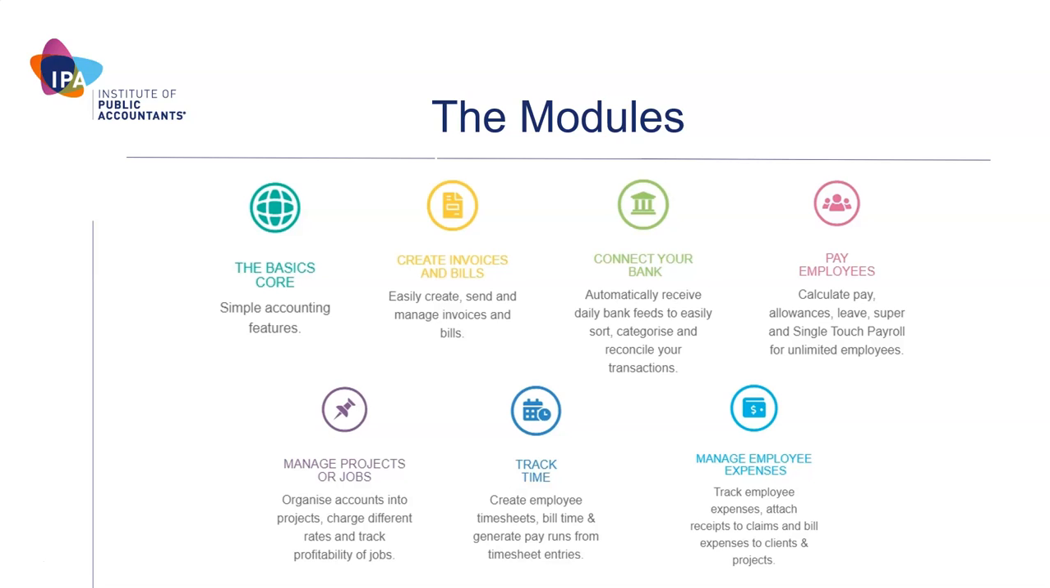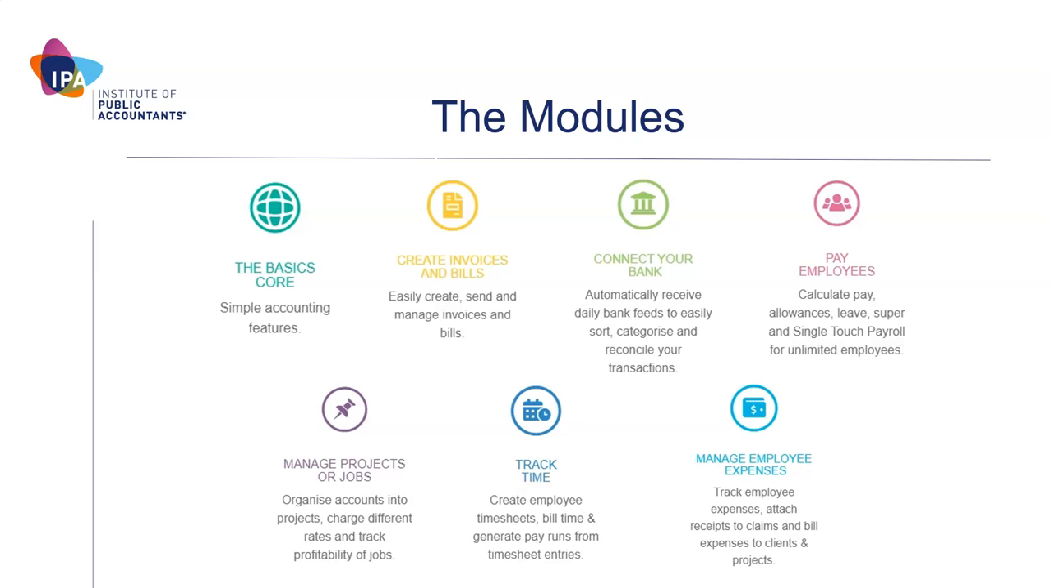IPA Books Plus has 7 modules. We start with the basics or core as it is known. So this is where you can manage cash flow, do your receipts, do your payments, GST, budgets, and produce over 20 types of reports. Next to that, we have the invoicing and billing module.